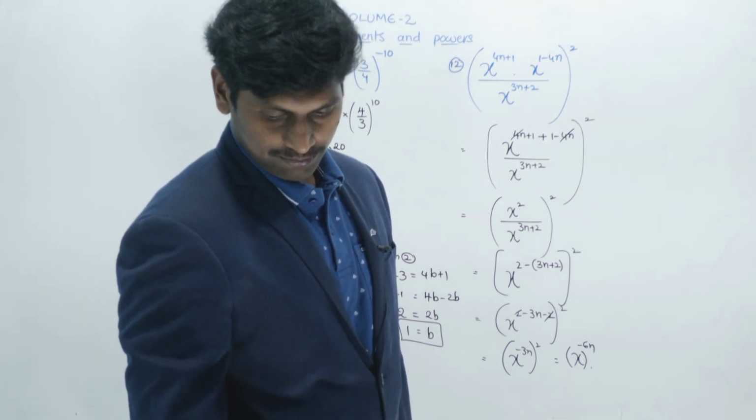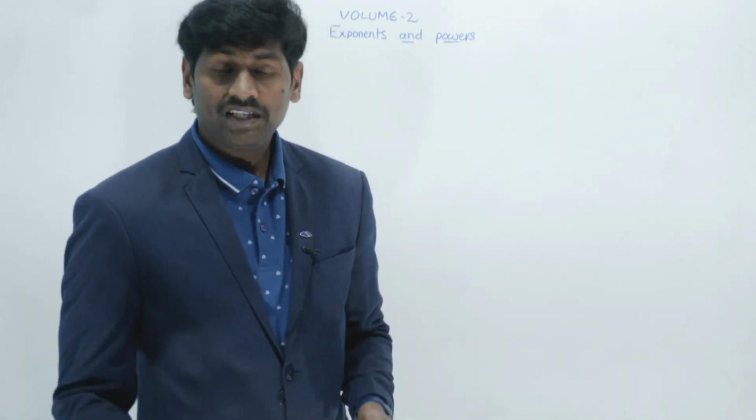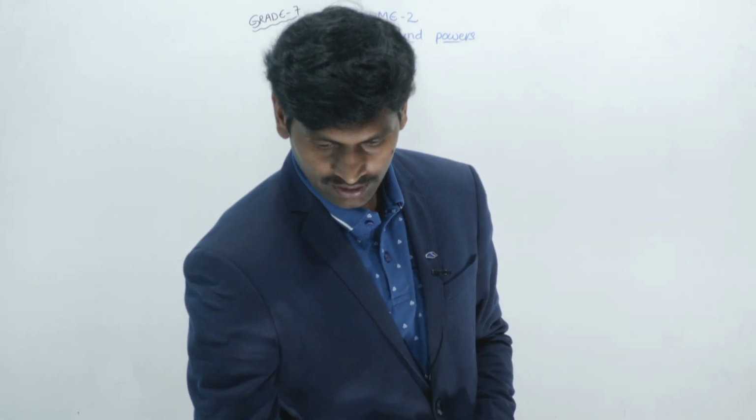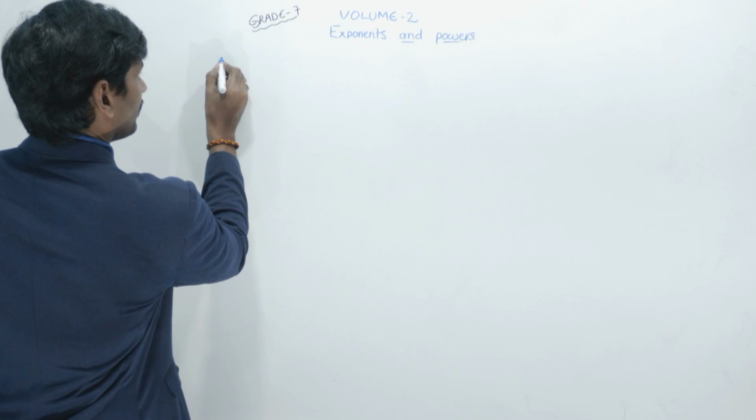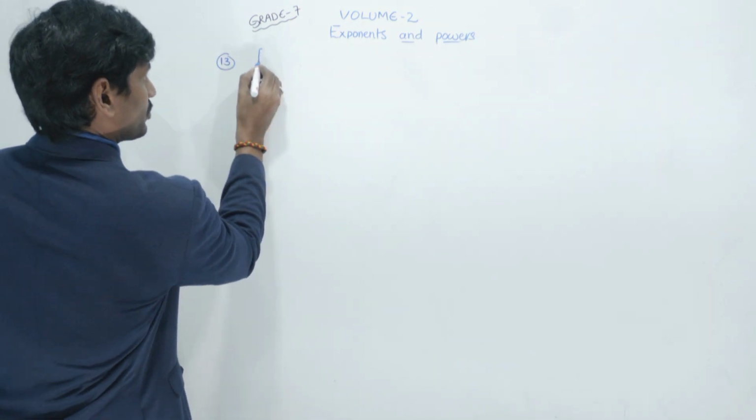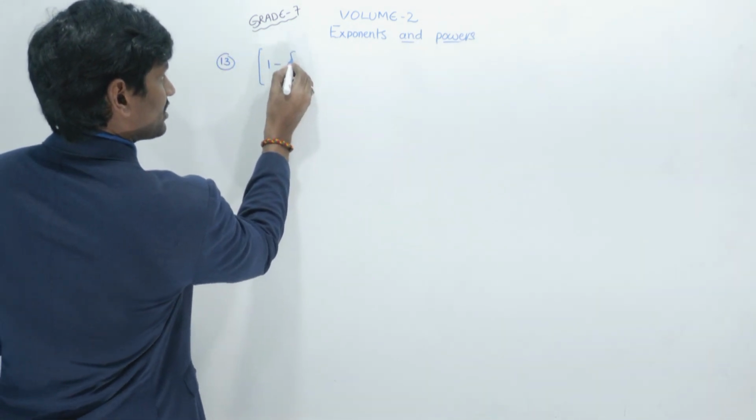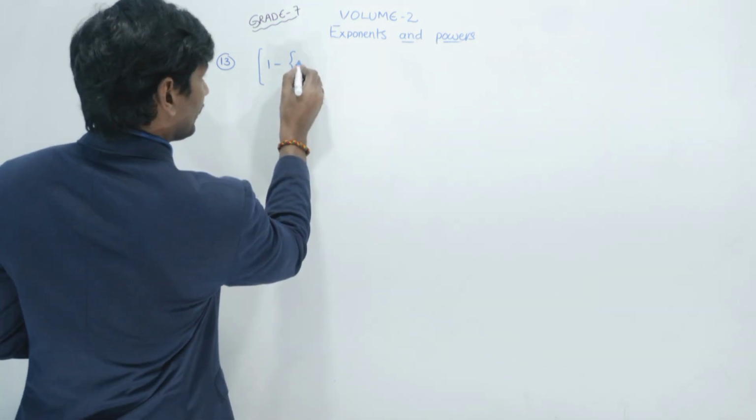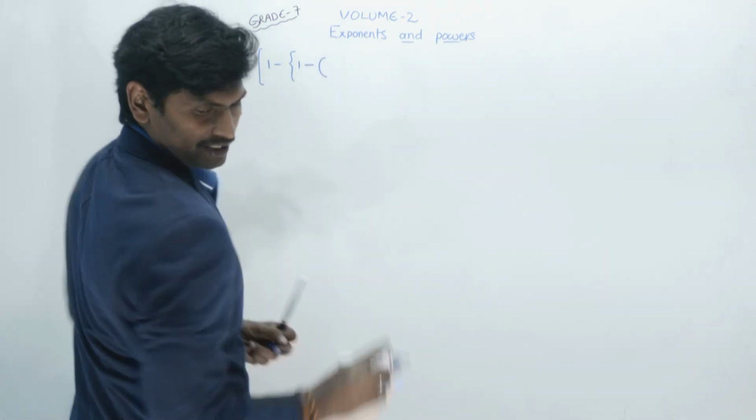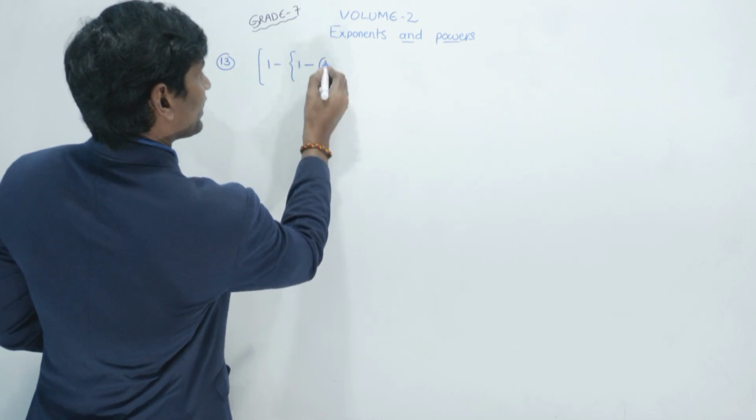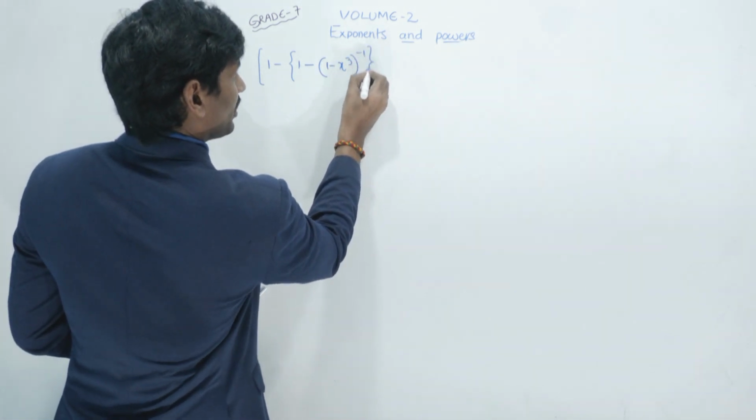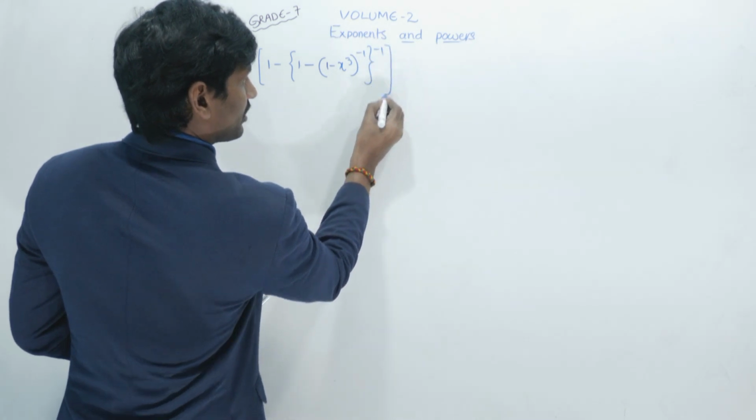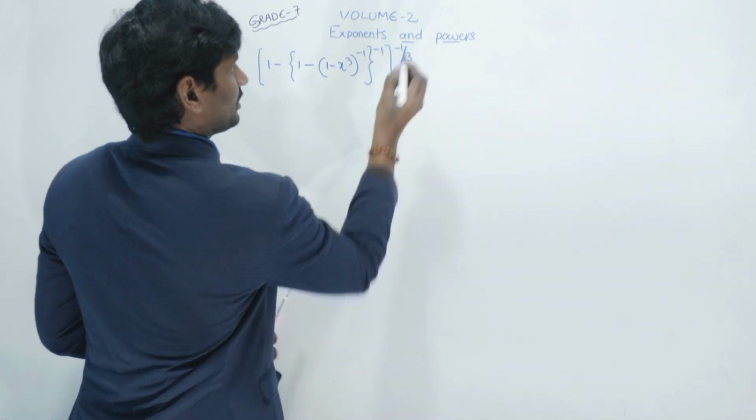So let us go to the next problem. Let us see the next problem, children. The 13th one, that is given: the square bracket of 1 minus curly bracket of 1 minus open bracket of 1 minus x cube whole to the power of minus 1, and whole to the power of minus 1, and whole to the power of minus 1 by 3.